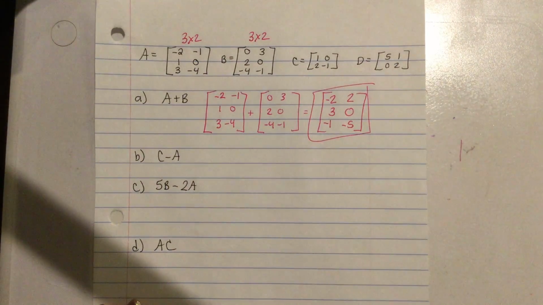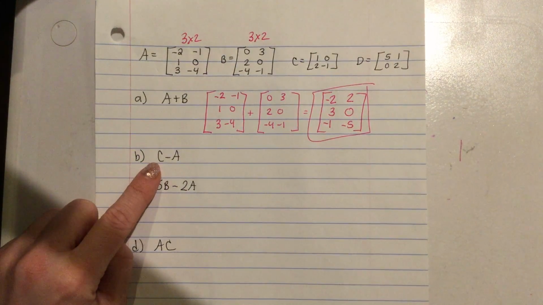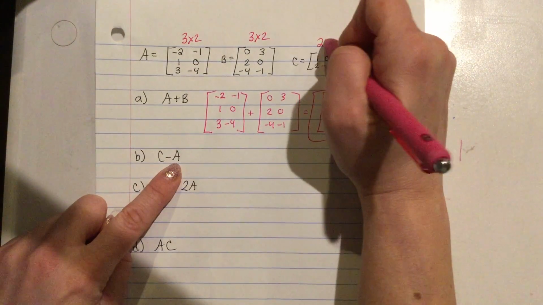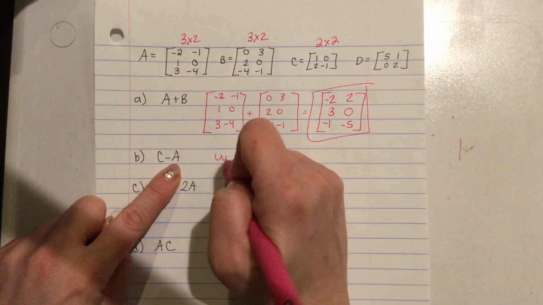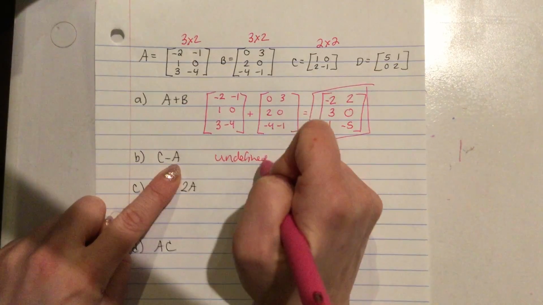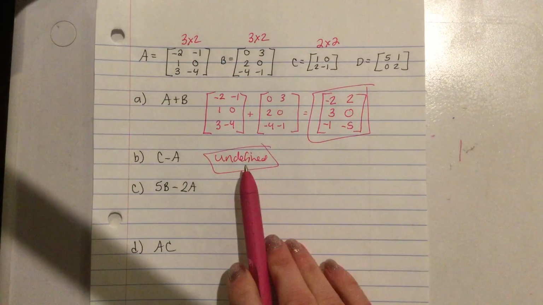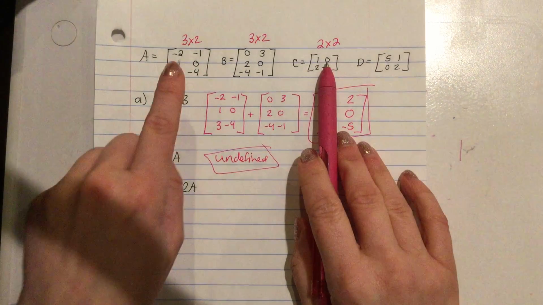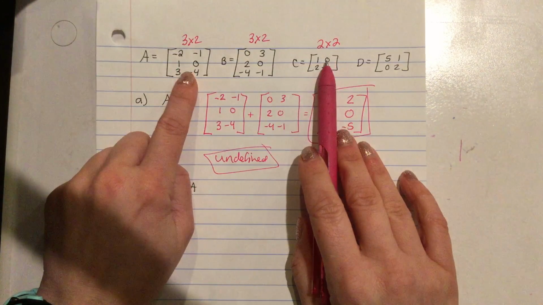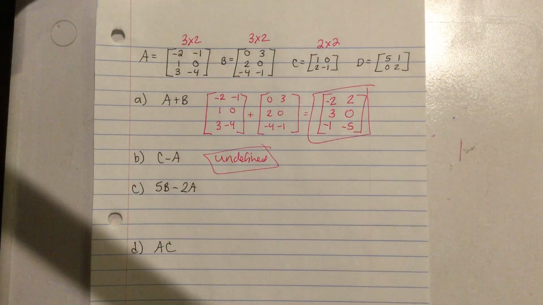That is the sum. Now here they want me to take C minus A. Well, C is a 2 by 2. So this right here is undefined. It's undefined because I cannot take a 2 by 2 and minus a 3 by 2. Because the rule says you can only add or subtract if you have the same dimensions.